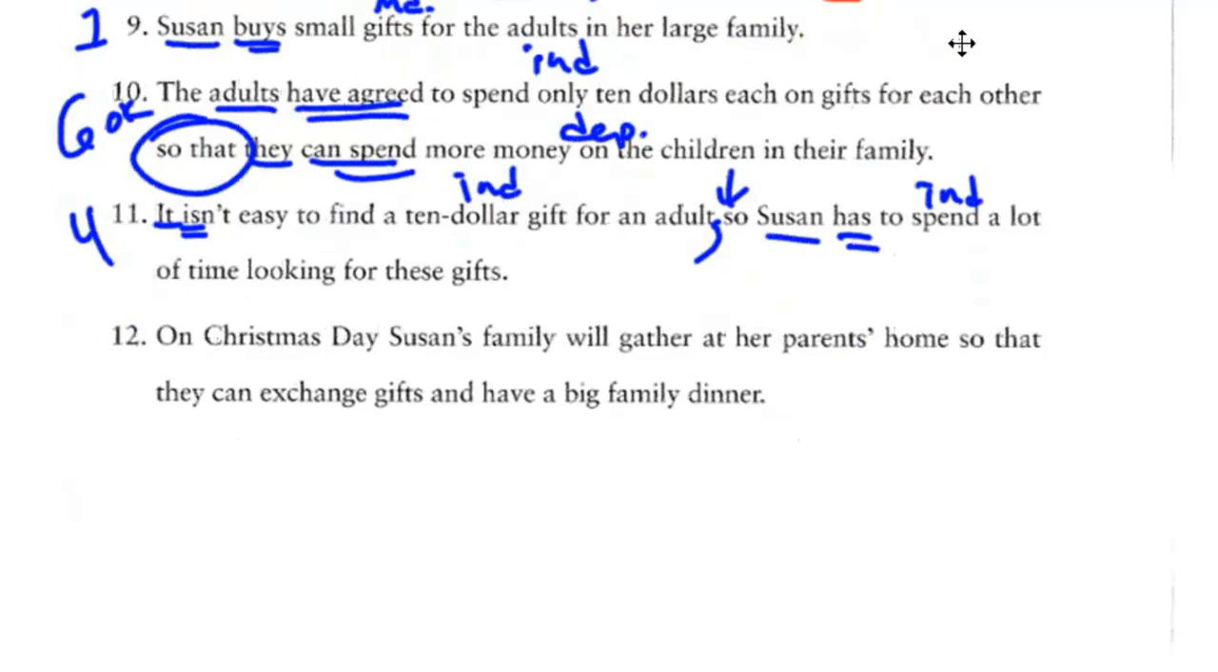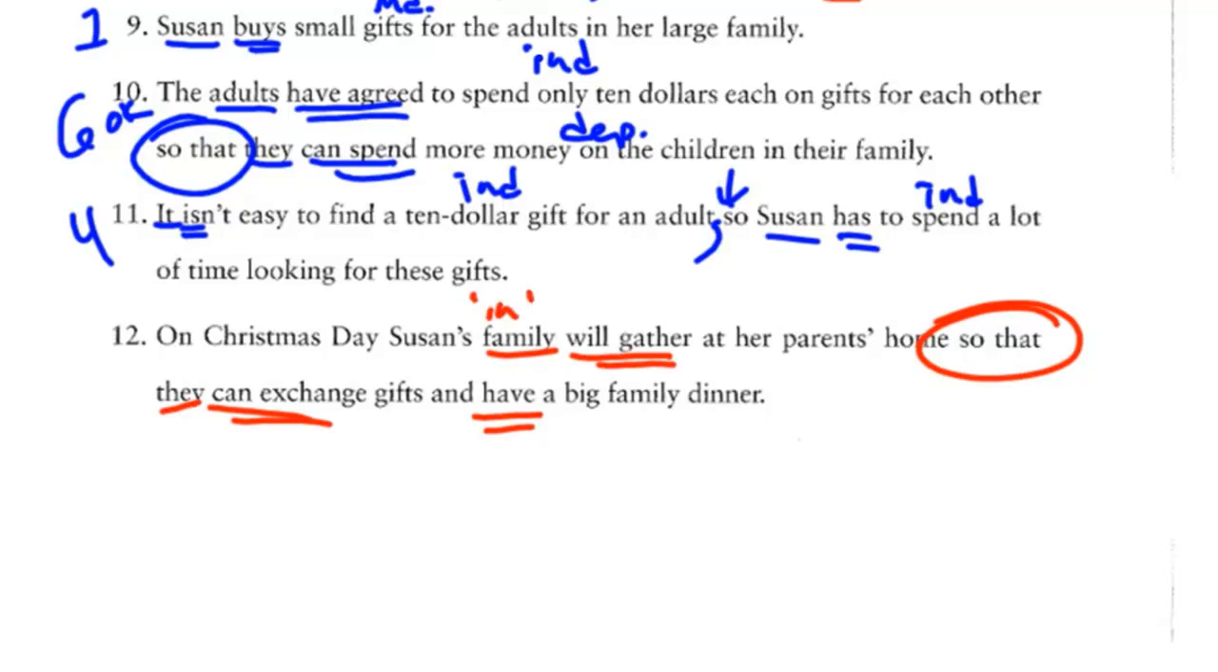Okay, final one on this page. On Christmas Day, Susan's family will gather at her parents' home so that they can exchange gifts and have a big family dinner. Again, we've got family will gather and they can exchange and have, but it's connected by so that, which means that we've got an independent clause and a dependent clause. This is pattern number 6, and it's okay.